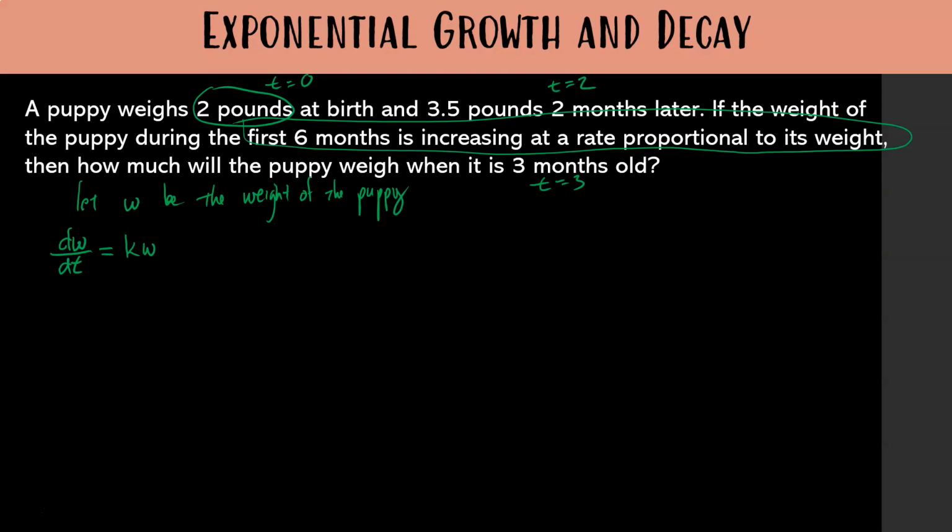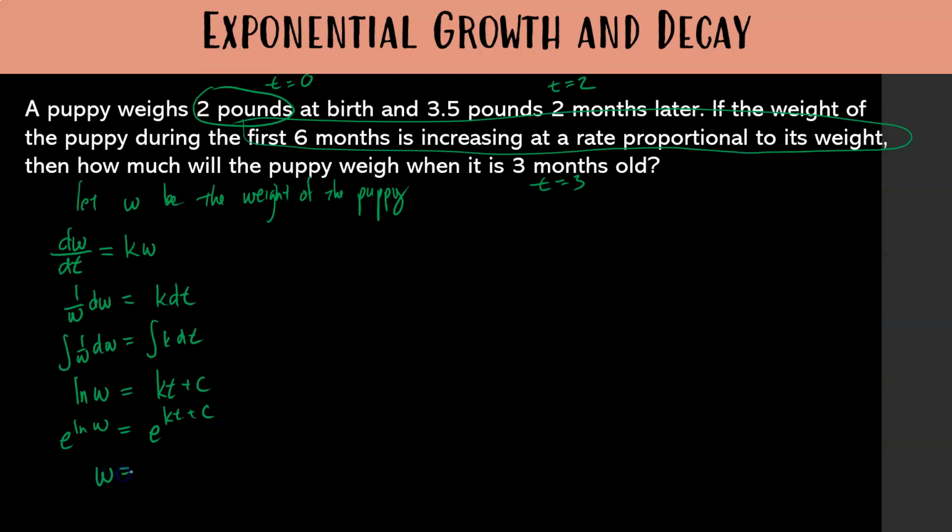Okay. The calculus is going to be separating variables, so 1 over w dw is equal to k dt. You know what I'm going to do? Rewrite the integrals on a separate line. Natural log of w, the weight of the puppy won't be negative. We don't need absolute value. Exponentiate both sides. And w is equal to e to the c, e to the kt.